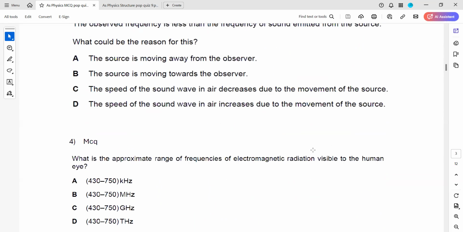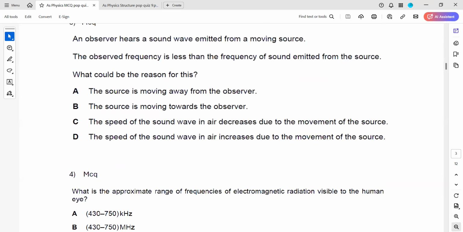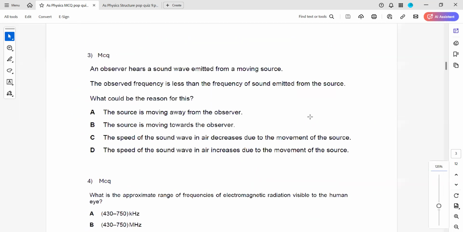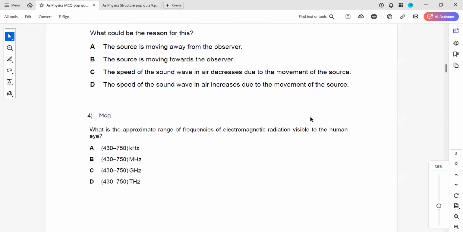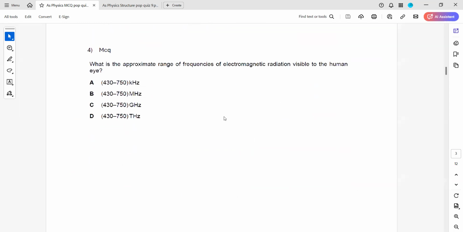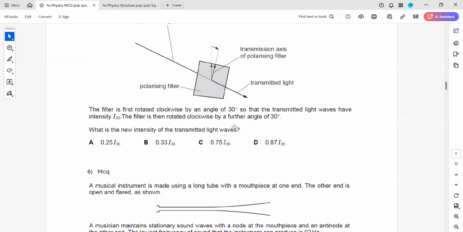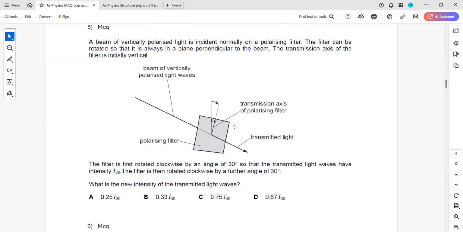Question 3, 4, any doubt? Question 3 or question 4, any doubt? Then we have question 5, 6, any doubt? Question 5 or question 6? Question 5 and question 6, okay.